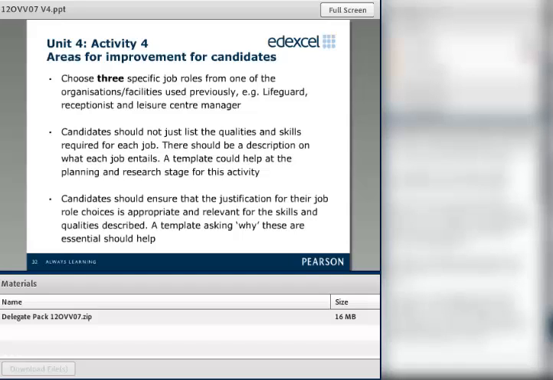So candidates should ensure that the justification for their job role choices is appropriate and relevant for the skills and qualities described. So a template asking why. We suggest the use of templates, particularly for the candidates who aren't high flyers, who struggle a bit. We have found that it does help them structure their answers. So hopefully that'll help you too.